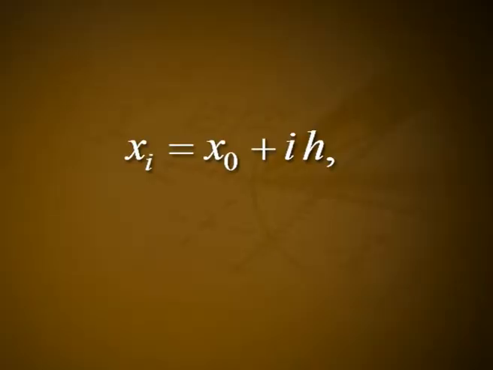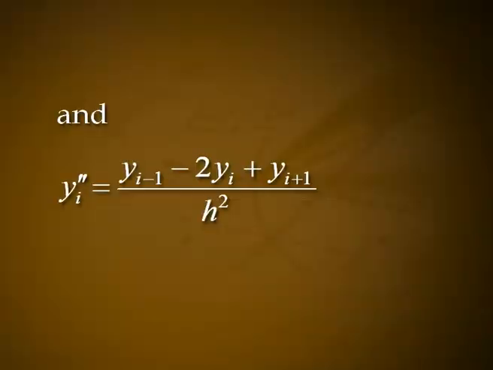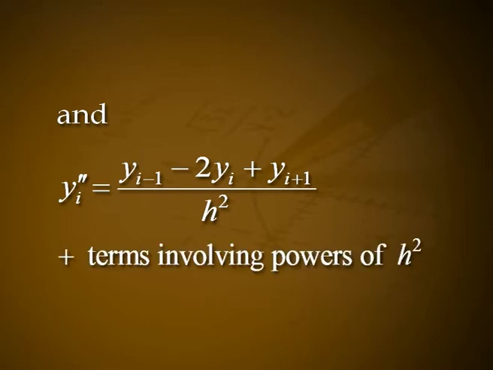To solve the boundary value problem given by equations 3 and 4, we divide the range x0 to xn into n equal sub-intervals of width h, so that xi equal to x0 plus i into h for i equal to 1, 2, etc. n. The corresponding values of y at these points are denoted by yi equal to y at xi, that is equal to y of x0 plus i into h for i equal to 0, 1, 2, etc. n. Using equations 5 and 6, values of y dash of x and y double dash of x at the point x equal to xi are given by yi dash equal to yi plus 1 minus yi minus 1 all divided by 2h plus terms involving powers of h square, and yi double dash equal to yi minus 1 minus 2yi plus yi plus 1 divided by h square plus terms involving powers of h square.